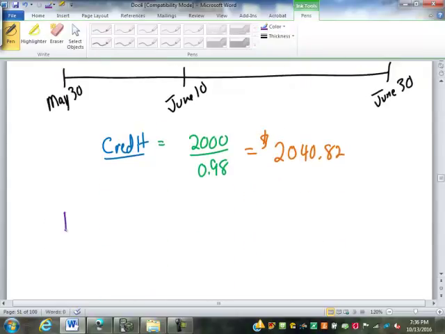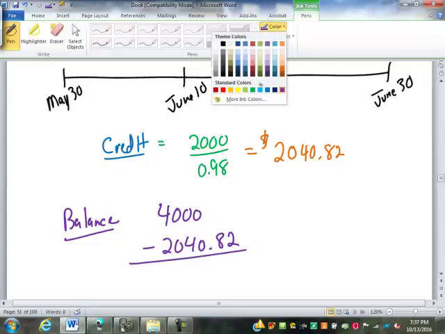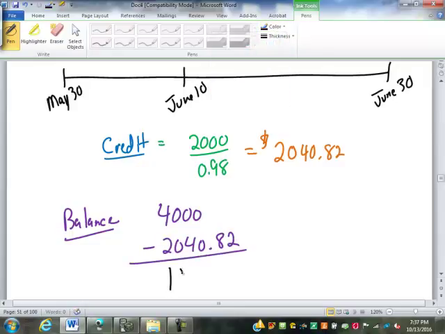Subtract it. Find the balance. We take the 4,000 minus the 2,040.82, which is going to give us 1,959.18. Good.